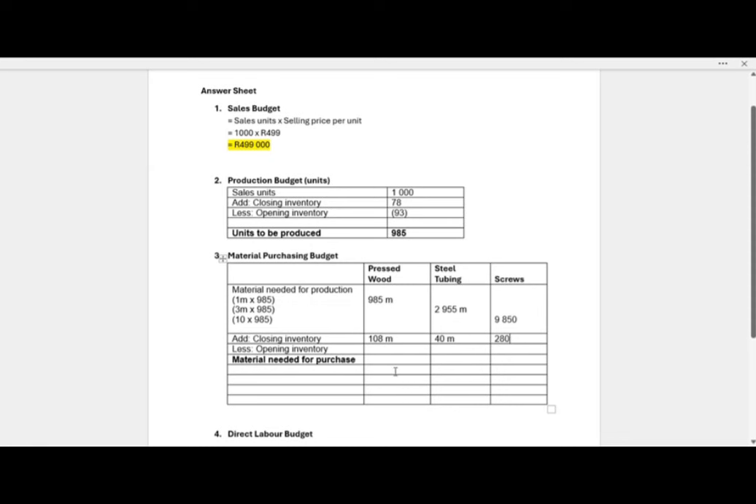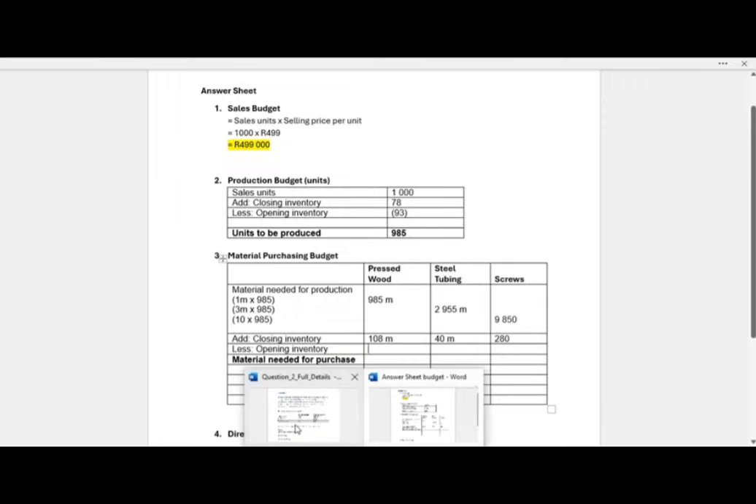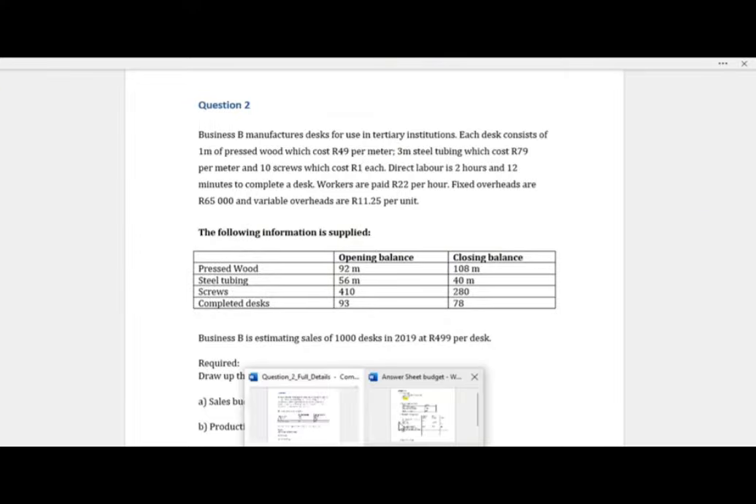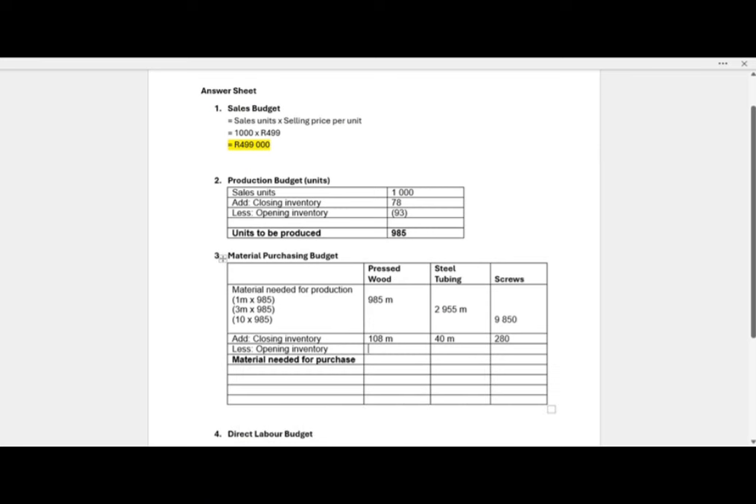280. All right, and then let's go and determine our opening inventory for pressed wood. Opening, not closing. All right, opening. So how many meters are for opening? Opening meters for pressed wood is 92. We come here, we say 92 meters.